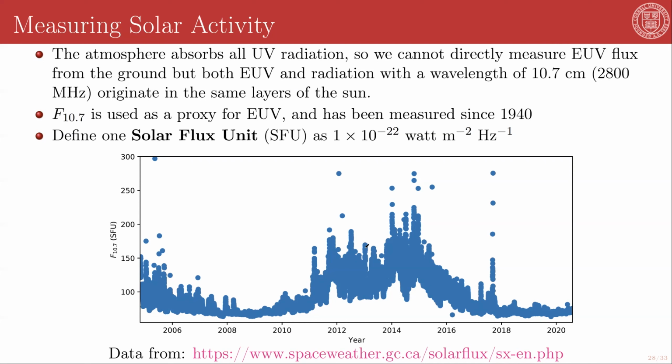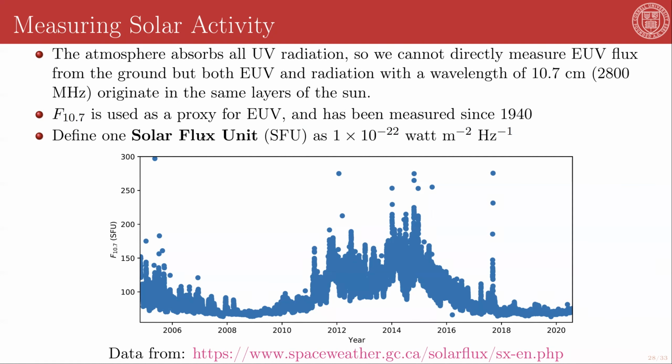However, the ultraviolet radiation originates from the same layer of the sun as radiation with a wavelength of 10.7 centimeters. And 10.7 centimeters is squarely in the radio band, where the atmosphere is absolutely transparent, and also happens to be where a lot of radar operates. So starting from the 1940s, when radar became a thing, we have been making detailed measurements of the flux at 10.7 centimeters, which is known as F10.7, which is an ideal proxy for what the extreme ultraviolet radiation is doing.